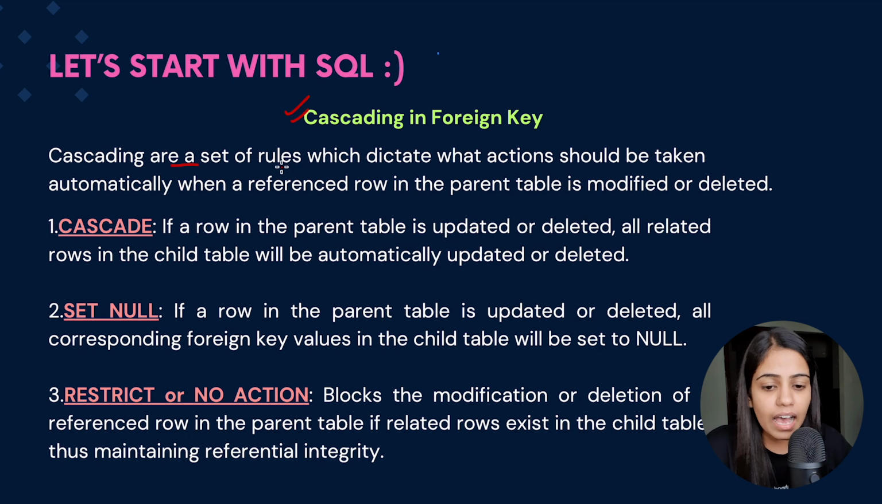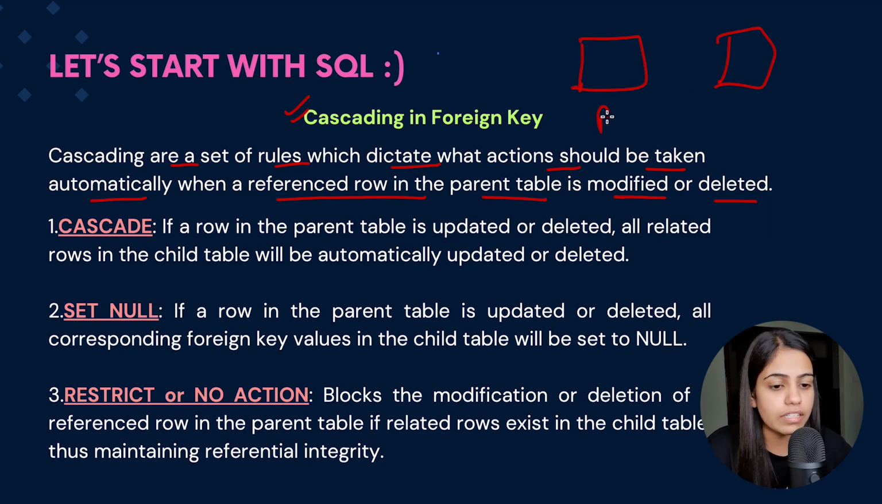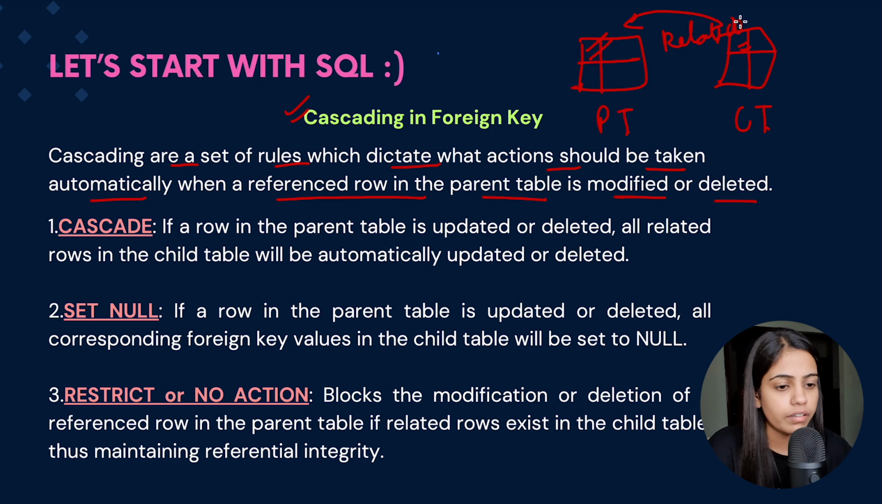So cascading are a set of rules which dictate what action should be taken automatically when a referenced row in the parent table is modified or deleted. Whenever there are two tables, the first one is the parent table, the second is the child table. Whenever there is any kind of insertion or deletion which is happening in the parent table, the same should happen in the child table as well, as they are having a relationship via foreign key.